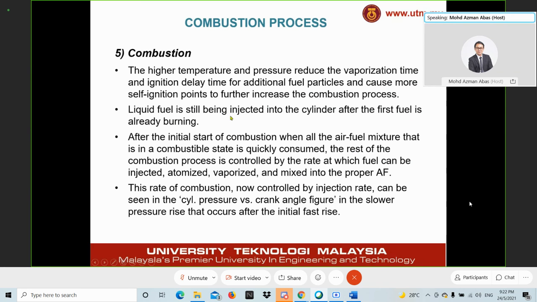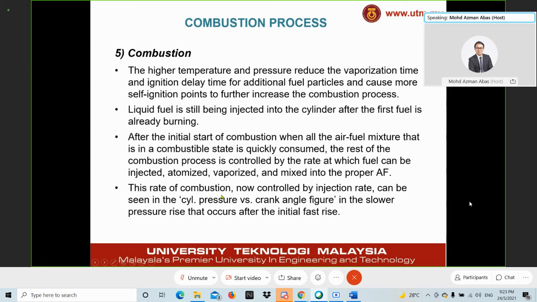Liquid fuel is still being injected into the cylinder after the first fuel has already burned. After the initial start of the combustion, all the air-fuel mixture that is in a combustible state is quickly consumed. The rest of the combustion process is controlled by the rate at which fuel can be injected, atomized, vaporized, and mixed into the proper air-fuel mixture. So in other words, you need to totally control your fuel in order to manipulate your combustion.